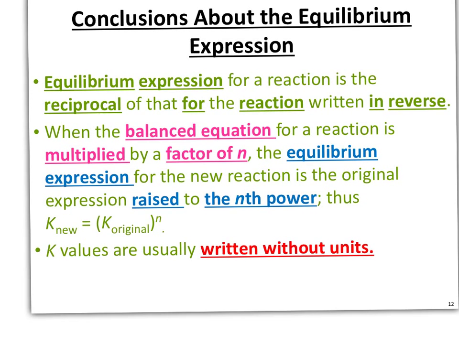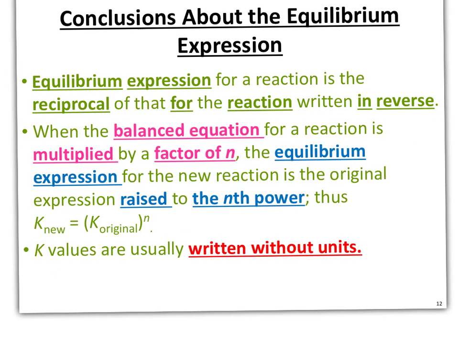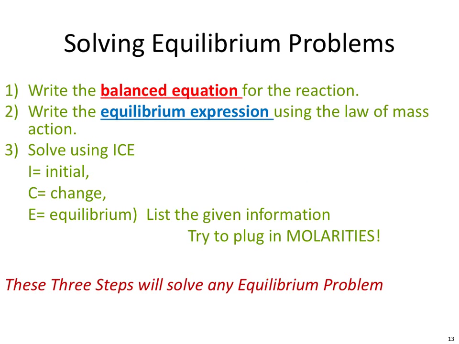The equilibrium expression is the reciprocal for that reaction in reverse, when the balanced equation is multiplied by a factor of n. Now, n is any number, right? We can just change it. The equilibrium expression for the new reaction is the original expression raised to the nth power, which is basically what we just said. If you double it, triple it, half it, fourth it, eighth it, you just raise it to that power. And again, K values have no units. They are usually written without units.